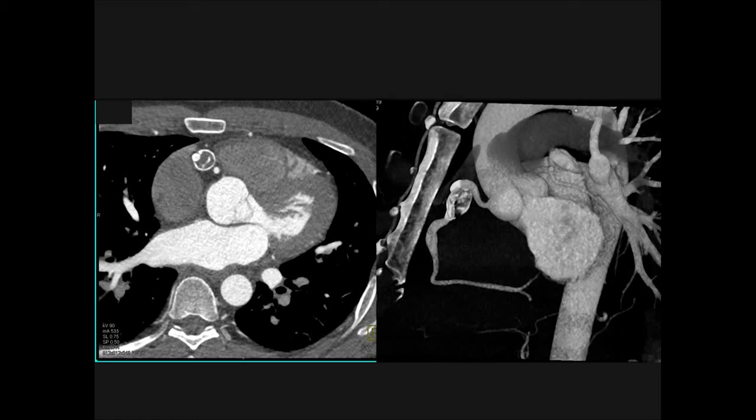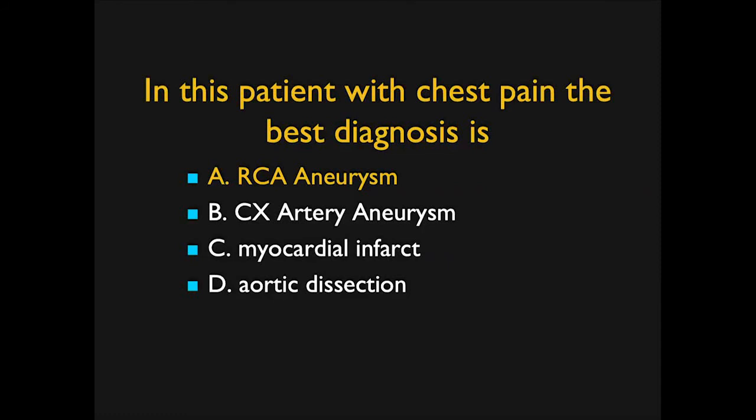The coronary artery most commonly involved with coronary artery aneurysms is indeed the right coronary artery. Not the circumflex, not the LAD. This can lead to infarcts, but I don't see an infarct, and this surely is not a dissection. A beautiful example of a right coronary artery aneurysm.